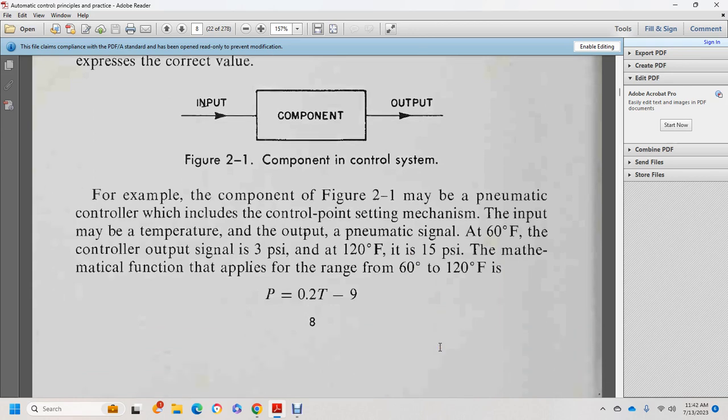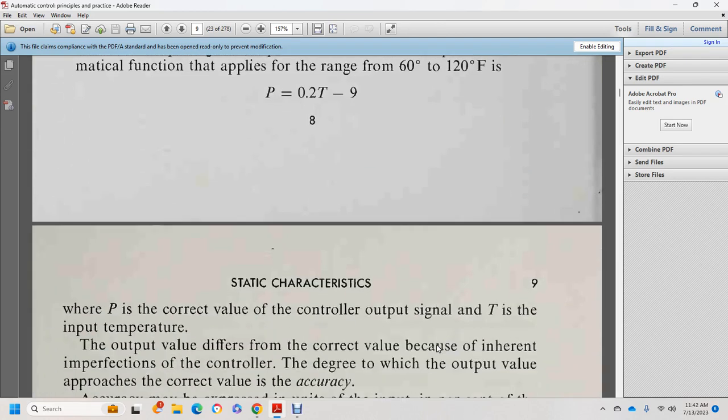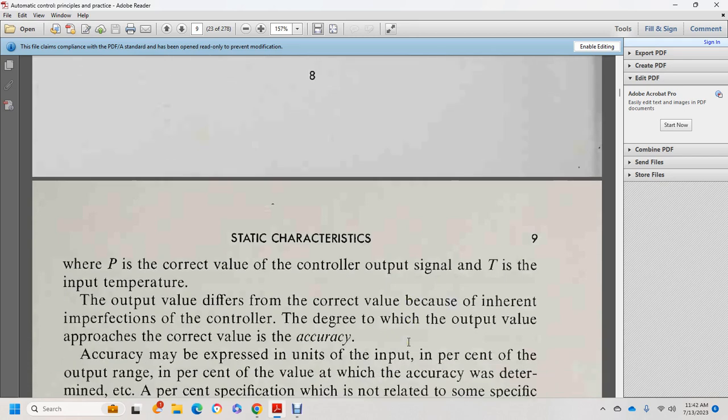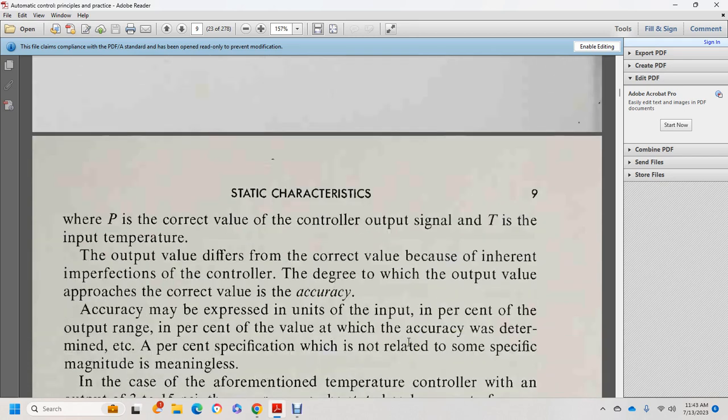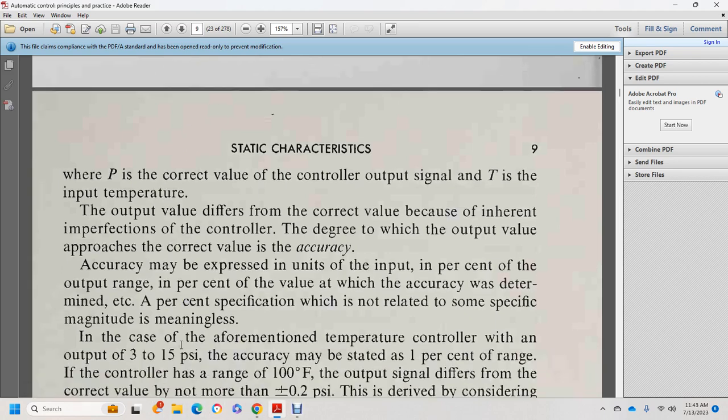The mathematical function applied over the range of 60 to 120 degrees Fahrenheit is P equals 0.2 times T, where P is the correct pressure of the control output signal and T is the input temperature. Because of inherent imperfection in the controller, the output value may not equal the correct value. Accuracy is the degree to which the output value approaches the correct value. Accuracy may be expressed as a percent of the input range, the output range, or the value. The percent specification is meaningless unless related to a specific magnitude.